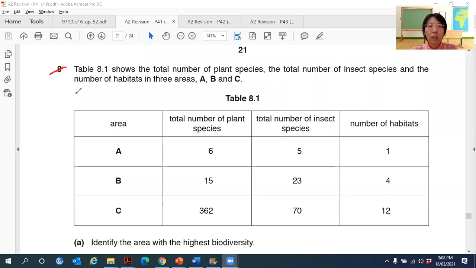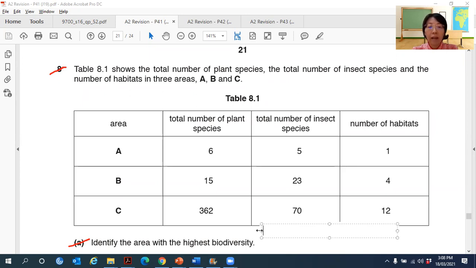Table 8.1 shows the total number of plant species, the total number of insect species, and the number of habitats in 3 areas. So the question asks us to identify the area with the highest biodiversity. So what do you mean by area with highest biodiversity? So you've learned that biodiversity, right?